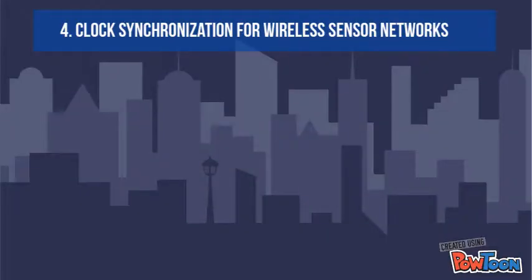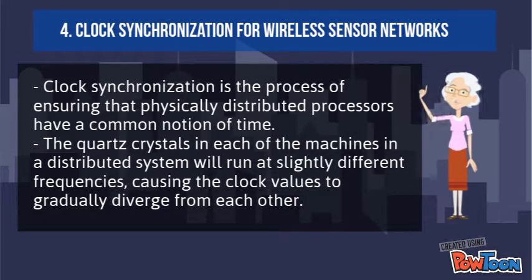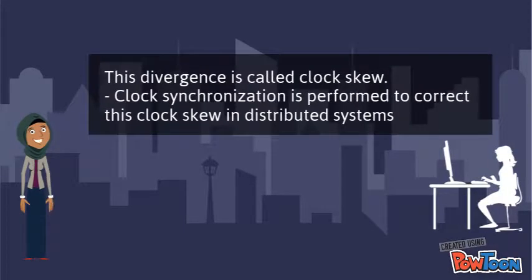Fourth paper review is clock synchronization for wireless sensor networks. Clock synchronization is the process of ensuring that physically distributed processors have a common notion of time. The quartz crystals in each of the machines in a distributed system will run at slightly different frequencies, causing the clock values to gradually diverge from each other. This divergence is called clock skew. Clock synchronization is performed to correct this clock skew in distributed systems.